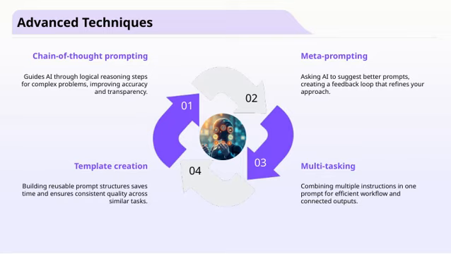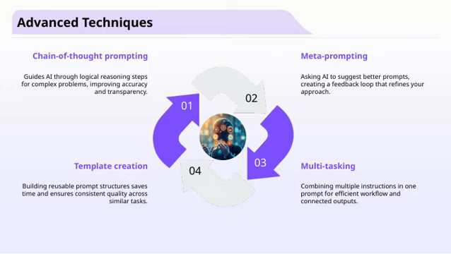Let's take a closer look at some advanced techniques that can really elevate how we work with AI. First up is chain-of-thought prompting. This method guides the AI through a series of logical reasoning steps, especially useful for complex problems. It helps improve both the accuracy of the responses and the transparency, so we understand how the AI arrives at its conclusions. Next, we have meta-prompting. This is a bit meta indeed. It's about asking the AI to suggest better prompts itself. Think of it as creating a feedback loop where the AI helps refine your approach, making your prompts more effective over time.